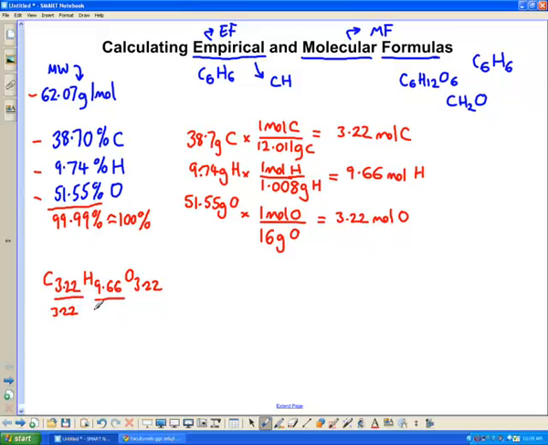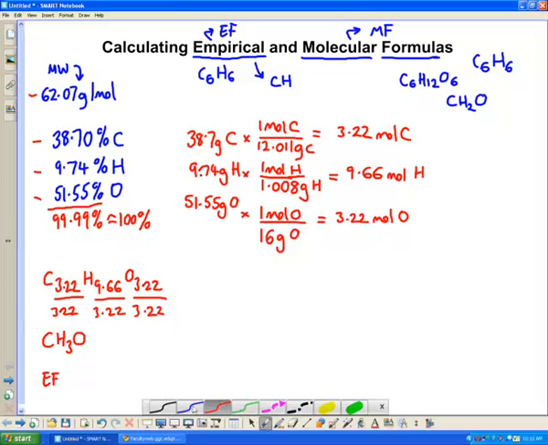So if we divide everything through by 3.22, we get a formula that makes a lot more sense. We got C1H3O. This is the smallest whole number ratio of our atoms to each other in this molecule. In other words, this is the empirical formula. So that's the first part of the question done.